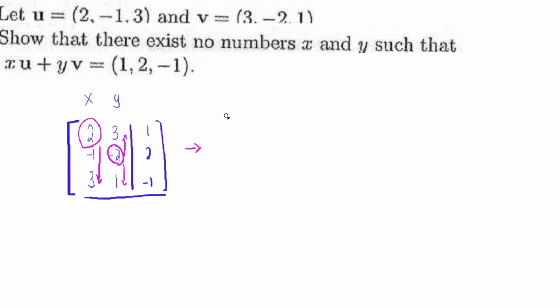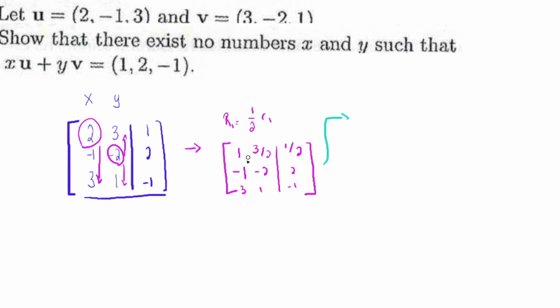So the first thing is our new row 1 is equal to 1/2 of our old row 1 because 2 divided by 2 is 1. So we get 1, 3/2, and 1/2. Nothing happens to the rest though, so we have -1, -2, 2, 3, 1, -1. Now we are going to 0 out the column. So our new row 2 is equal to our old row 2 plus row 1. We want this to be a 0. -1 plus 1 is equal to 0.